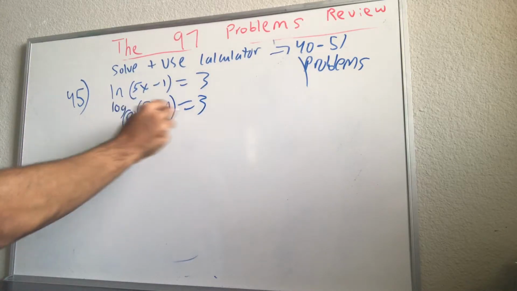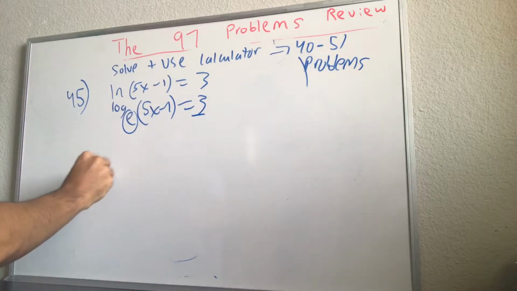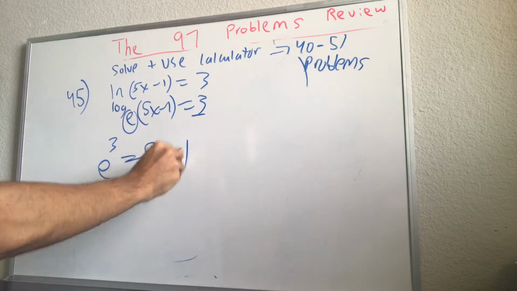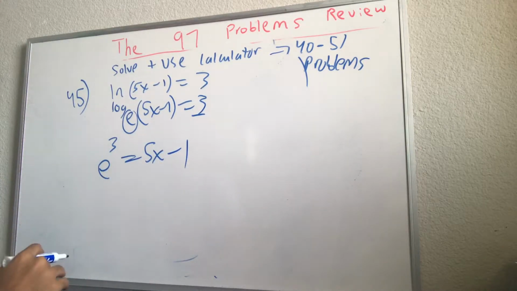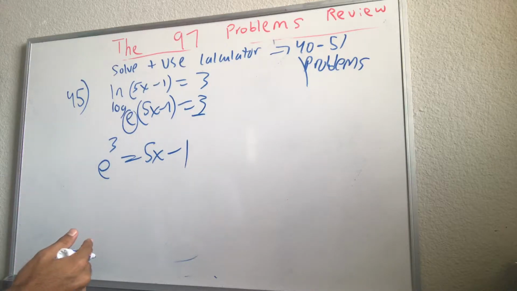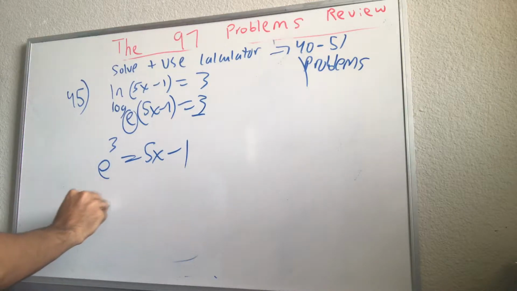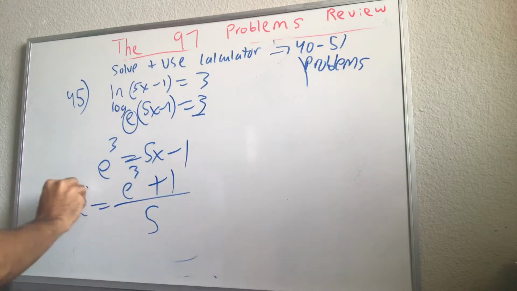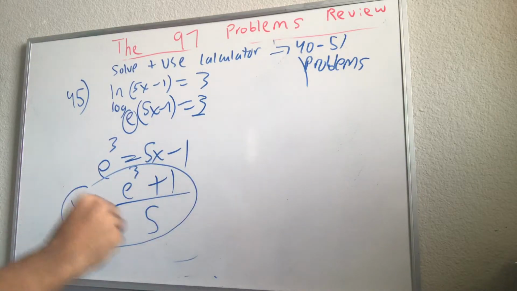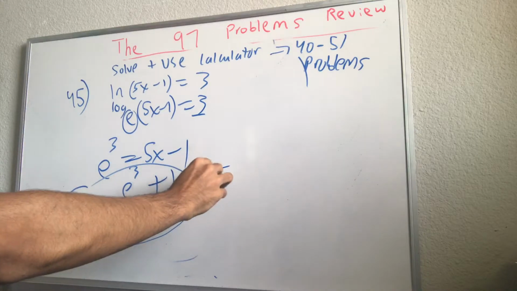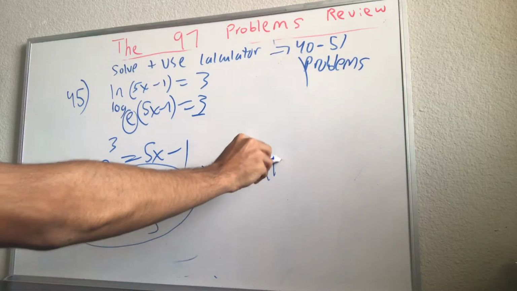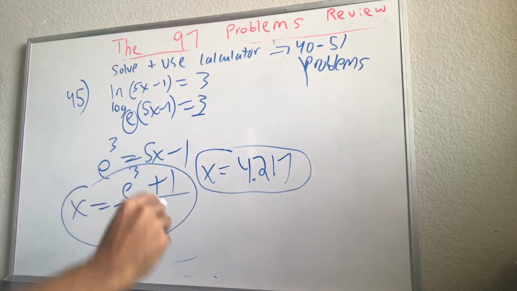Well, this is your base, this is your exponent, so e to the power of 3 must equal 5x minus 1, right? And so you can evaluate this, and really you just want to plug this in your calculator. So your x value is equal to e to the power of 3 plus 1, all divided by 5. Just plugging this value into your calculator, and for x rounded to 3 decimal places, you should get x is equal to 4.217. So that's the value of x here.